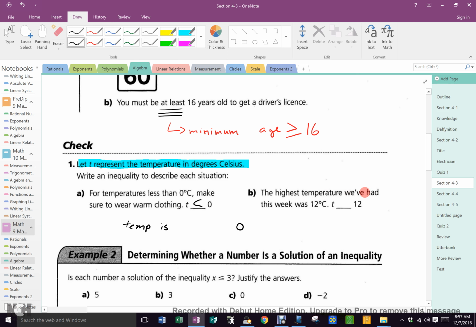The highest temperature we've had this week was 12 degrees. The highest temperature we've had. Is that a minimum, a maximum, a greater than, or a less than? It's a maximum. So what sign is going in there? Less than or equal to?